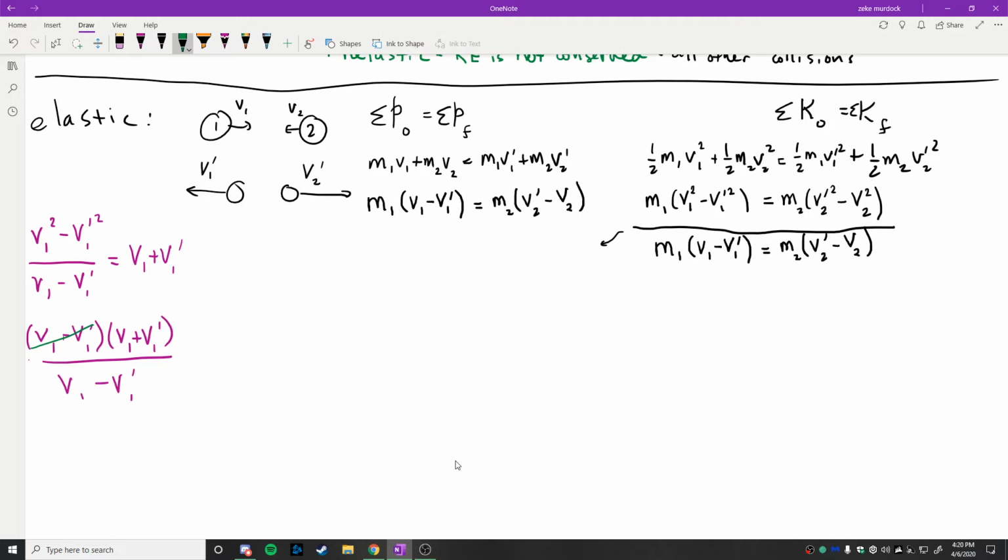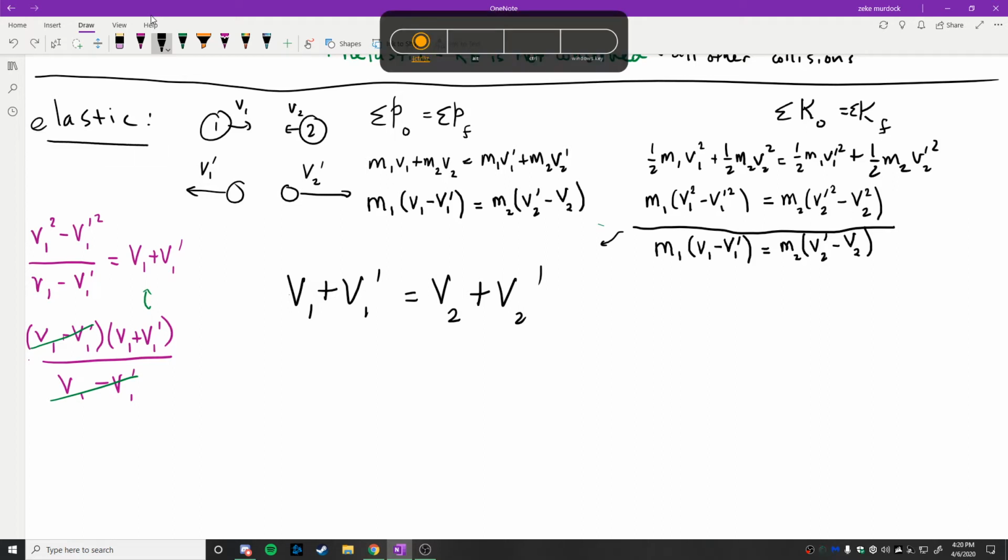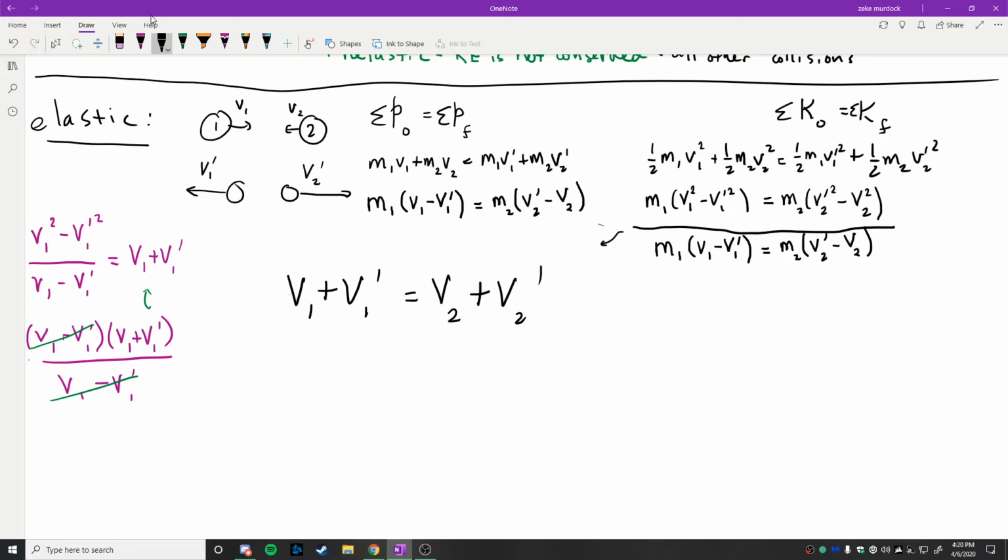So basically that whole term cancels out with that term, and you're left with just this. Okay? So this whole thing here is basically going to reduce down to this. On the left-hand side, you're going to get v1 plus v1 prime, and on the right-hand side, you're going to get v2 plus v2 prime. So the sum of the velocities before and after for ball 1 in an elastic collision is equal to the sum of the velocities of ball 2.